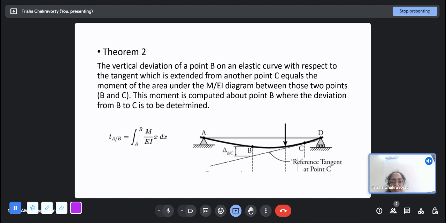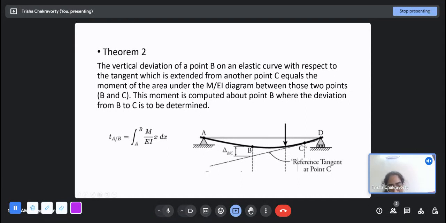Theorem 2 says that the vertical deviation of a point B on the elastic curve, the deformed shape, with respect to the tangent extended from another point C, equals the moment of the area under the M by EI diagram between those two points B and C. This moment is computed about point B, where the deviation from B to C is to be measured.